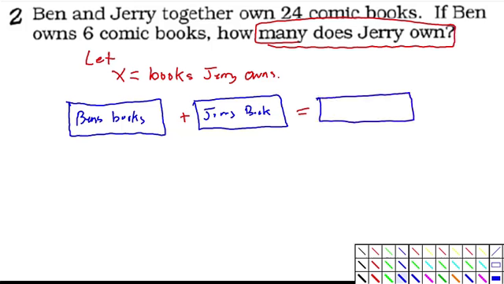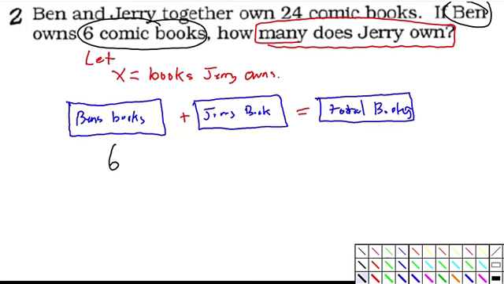So this is just an adding problem. Total books. So let's see if that makes sense. Ben's books and Jerry's books, if you add those together, you should get total number of books. All right, let's try this. So in this problem, what do we got here? Do we know anything? If Ben owns 6, oh, we do know this little piece. Ben owns 6 comic books. So that means Ben's books will be 6.